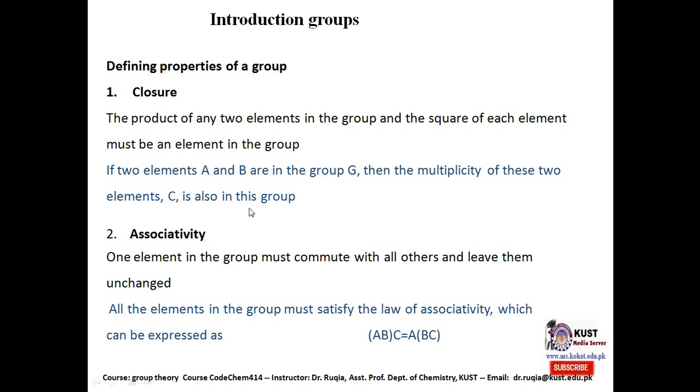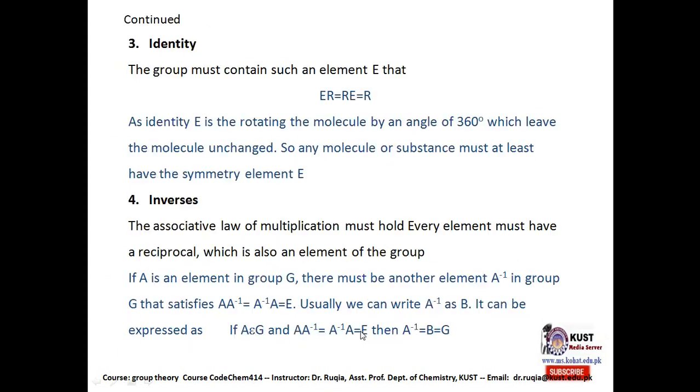The second property is the associativity. Associativity means that if one element in a group must commute with all other elements and leave them unchanged. For example, we have elements A, B and C. The product of AB multiplied by C should be equal to the product of BC multiplied by A.